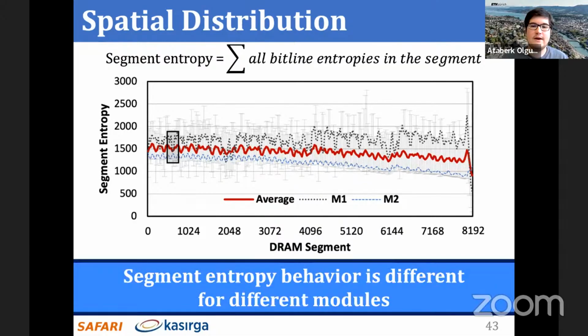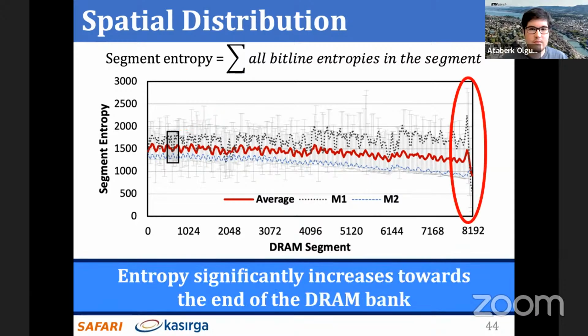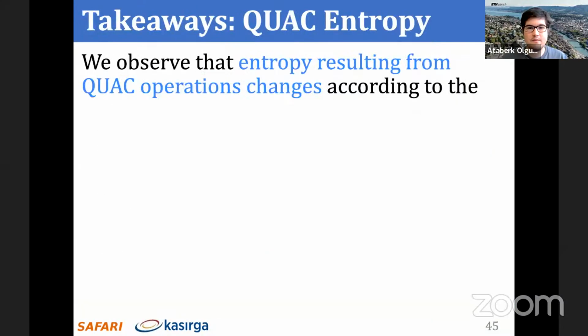So we observe that the segment entropy behavior changes from module to module, and the entropy of the segment in the middle of the highlighted region here behaves in an inverted way for the 2 modules. We also see that the entropy significantly increases near the end of the DRAM bank around the 8,000 segment.